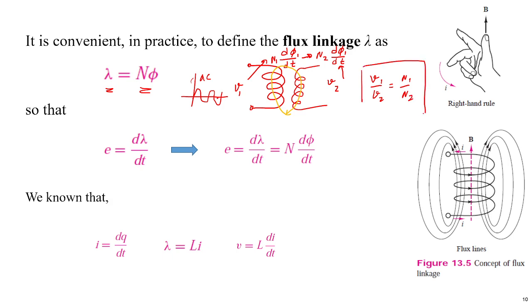This is the basic transformer theory. We can build the transformer by this theory. We can convert the voltage with this theory. It's a magnetic field theory.